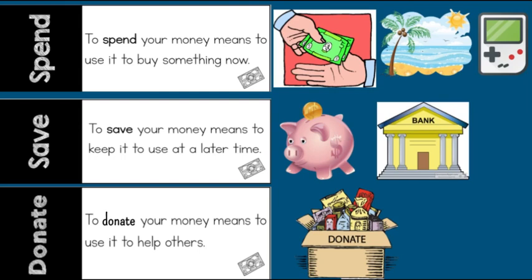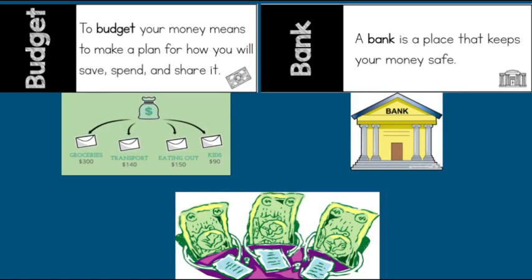A responsible way to use your money would be to first pay your bills and debts, put a little money to the side in your savings, donate to others in need, and then buy the fun things like your wants. Now, to do that, you need to develop what's called a budget. To budget your money means to make a plan for how you will save, spend, and share it or donate. So, just like it says, a budget is a plan for your money.